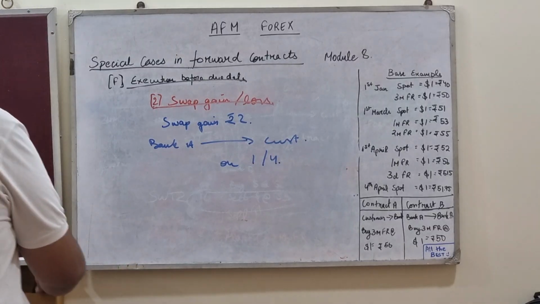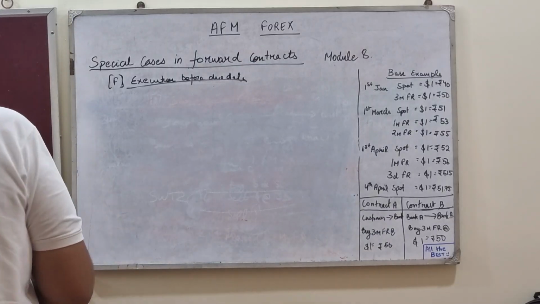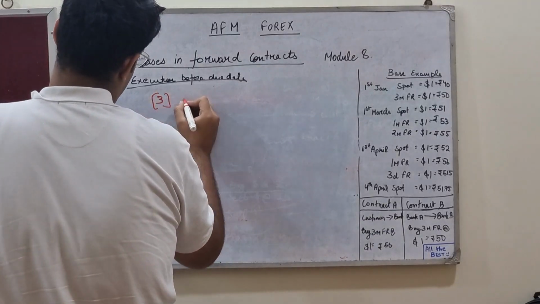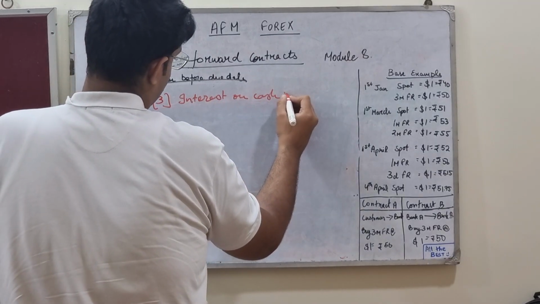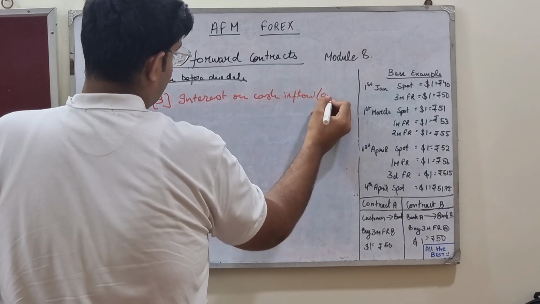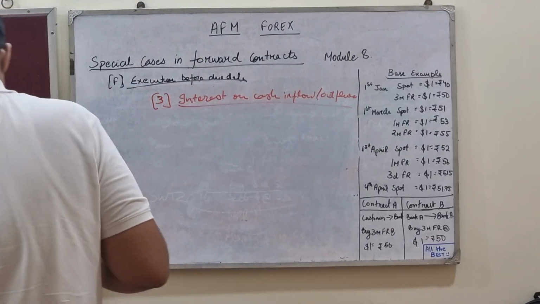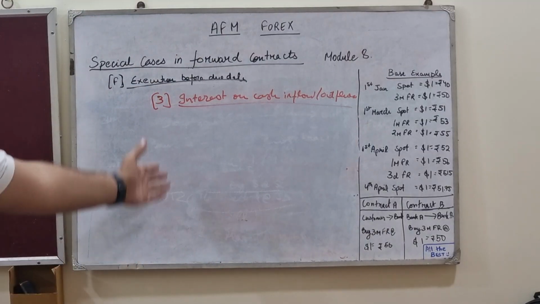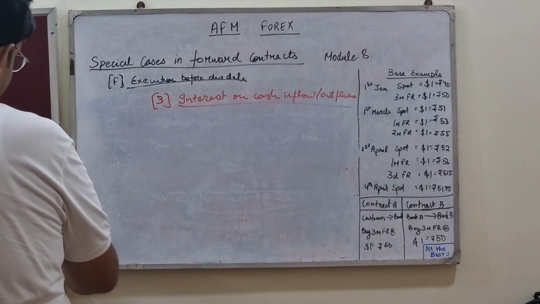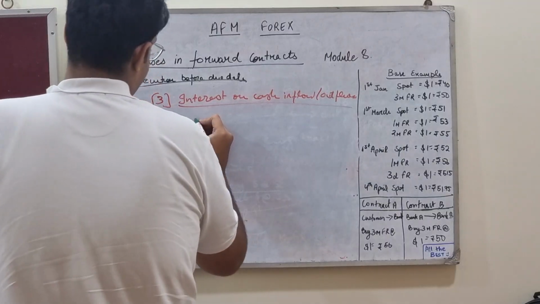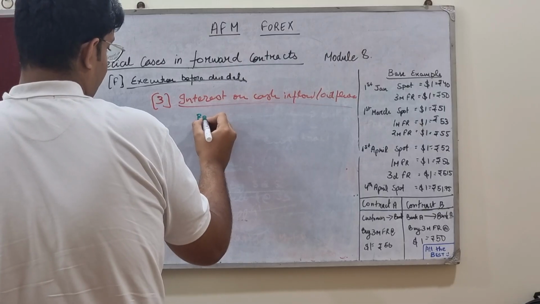So the third one is interest on cash inflow or outflow. Interest on cash inflow and outflow. So what's going to happen is basically the bank had to, this is the bank's point of view.